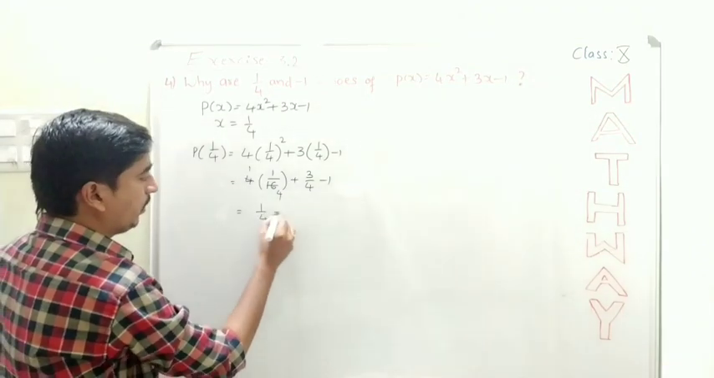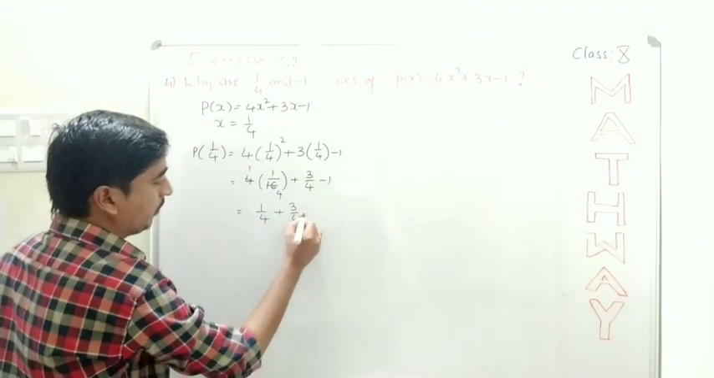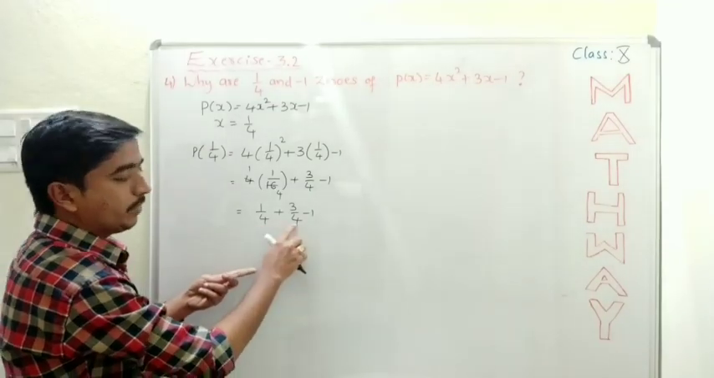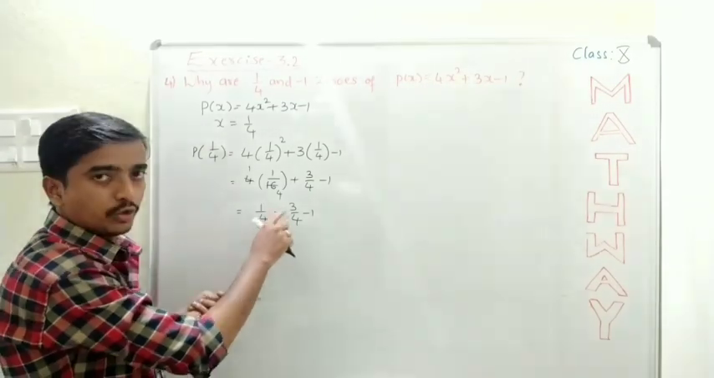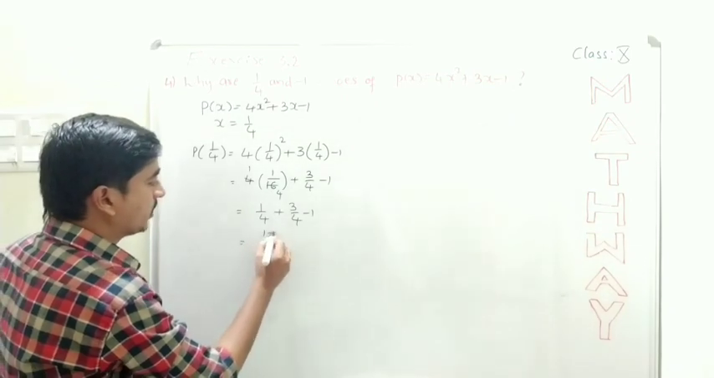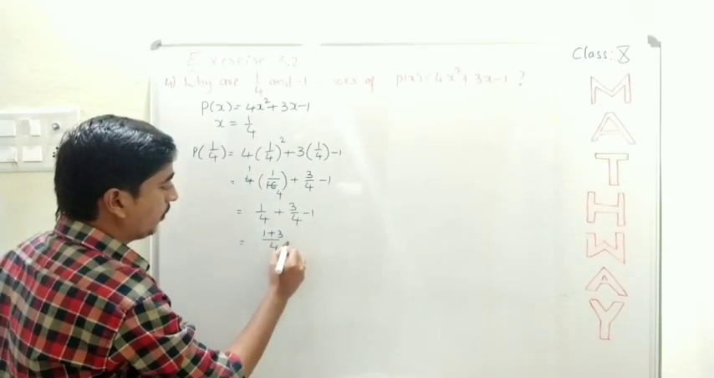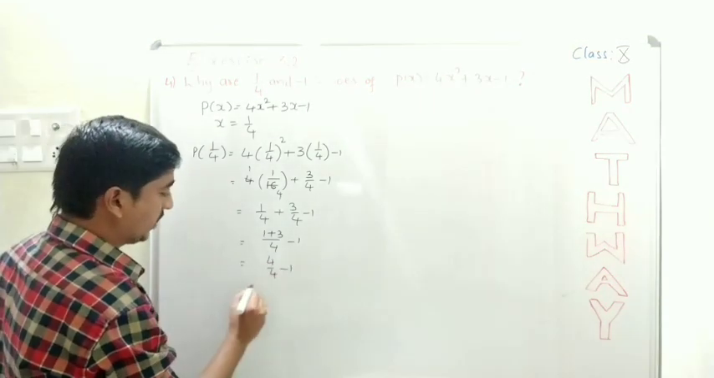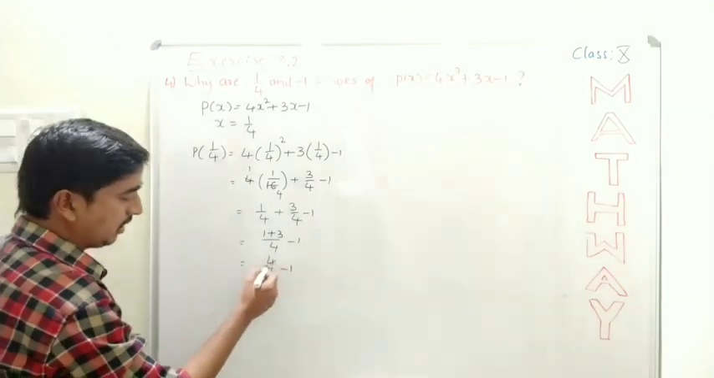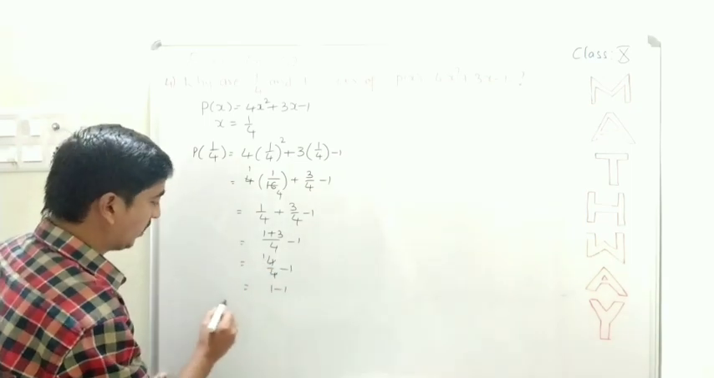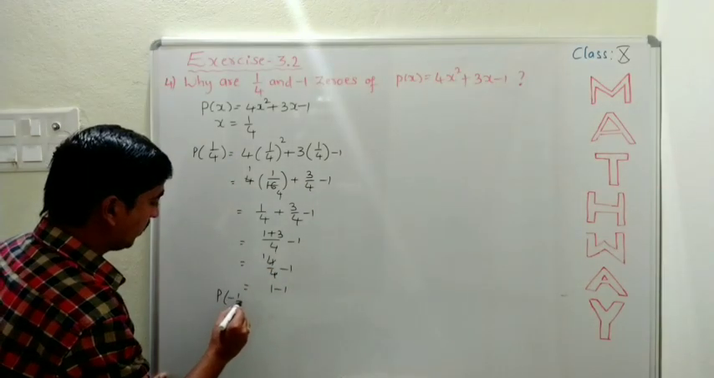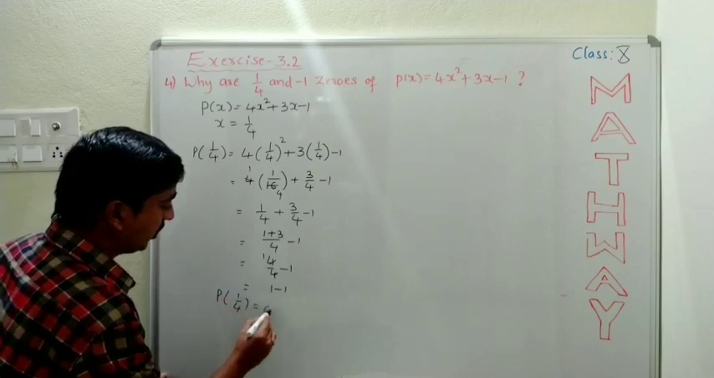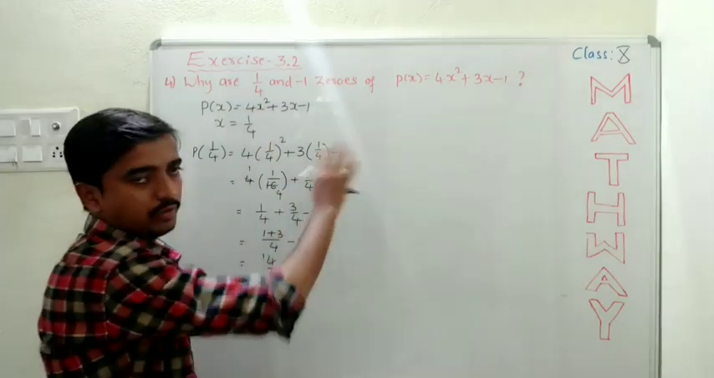Then 1 by 4 plus 3 by 4 minus 1. So 1 by 4 plus 3 by 4, the denominators are same, so we can add the numerators. So 1 plus 3 by 4 minus 1. 1 plus 3 is 4. 4 by 4 minus 1. 4 by 4 is 1. It is 1 minus 1. So p of 1 by 4 we got value is 0. So 1 by 4 is the zero of the polynomial.